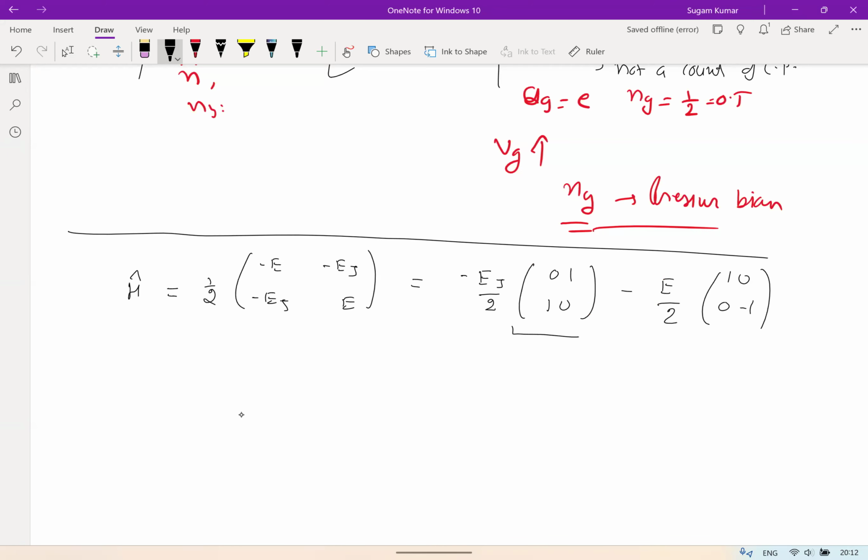And can you tell me what this quantity is? Anyone? This matrix is Sigma X, and this matrix is Sigma Z. Yes, and that makes the whole thing interesting. Look here. This is going to become minus EJ by 2 sigma X minus E by 2 sigma Z.